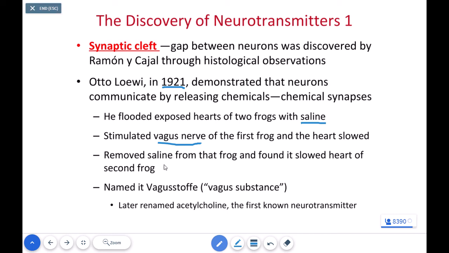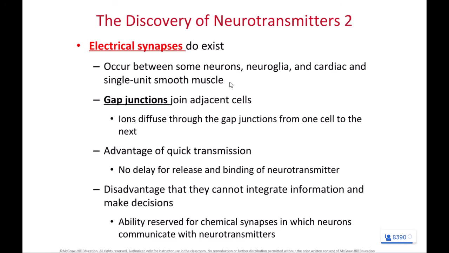he was able to remove the saline from the first frog and was able to recreate the slowing of the heart. And then he named this stuff in honor of the nerve he stimulated, the vagus substance. However, it was later renamed acetylcholine, the first neurotransmitter. So that's a little history for you on the discovery of acetylcholine.